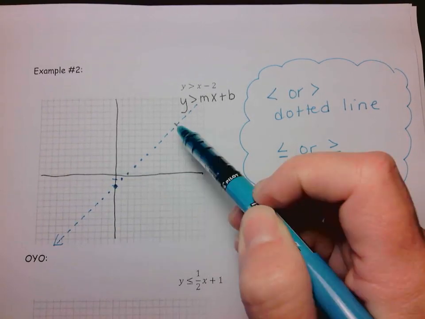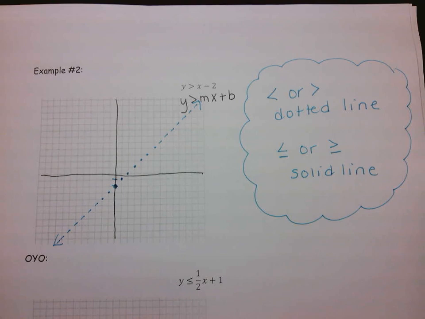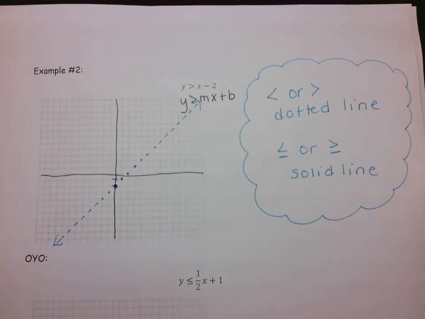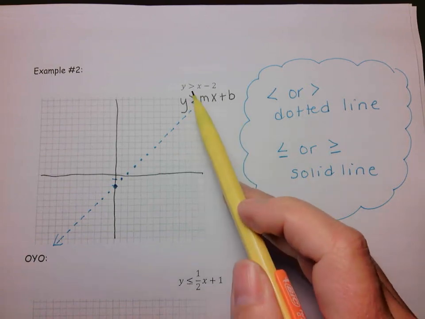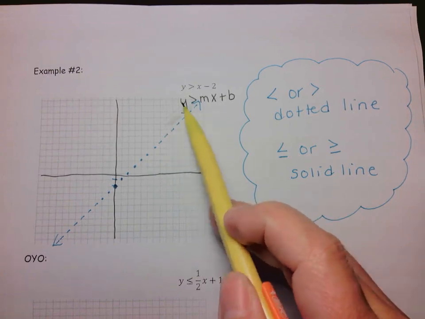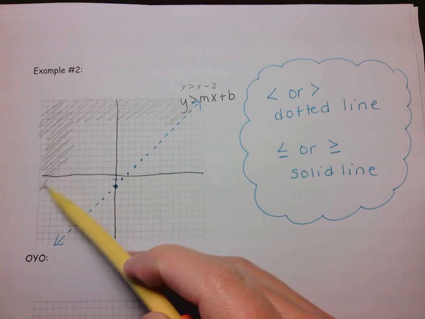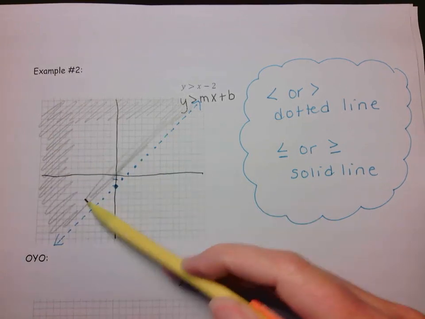Okay, so there's the line. It has a y-intercept of -2. It has a slope of a positive 1 over 1, and the line's going to be dotted. Now I have to highlight. Because this is greater than, I want to highlight up towards those positive y values.